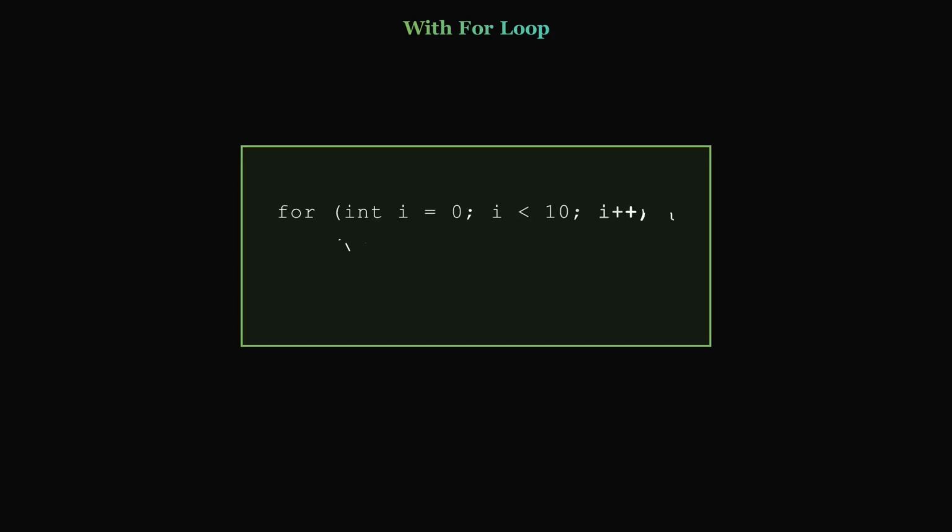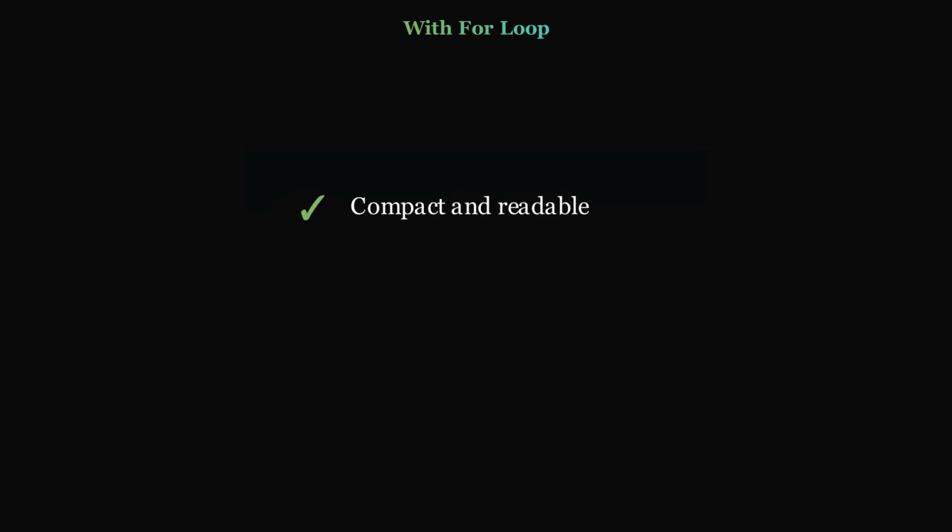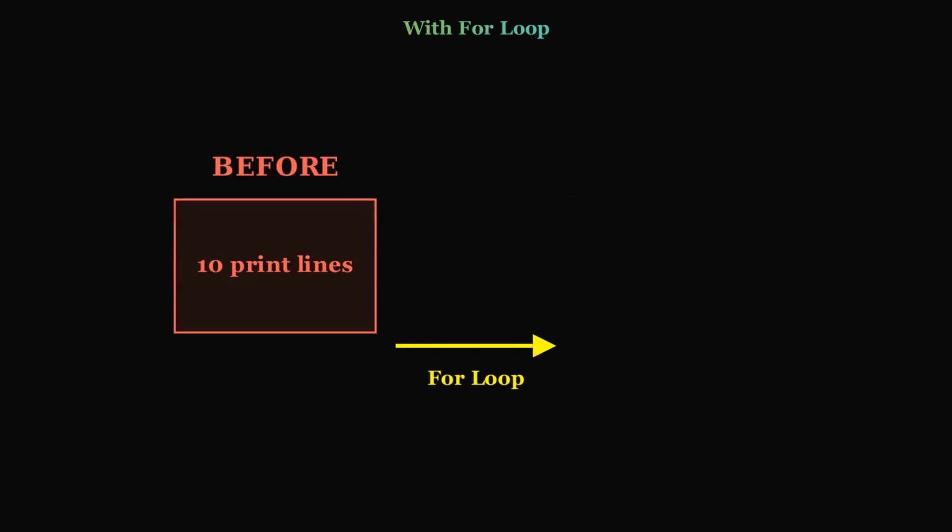Here comes the solution. For loop. Look how clean the code is now. Compact and readable. Automatic counter increment. Perfect for fixed iterations. Compare the difference. And that is why we use for loop.